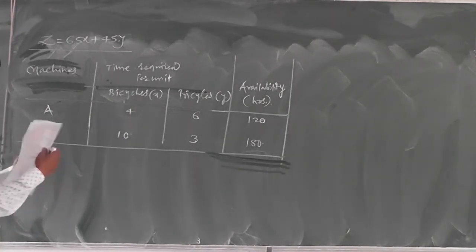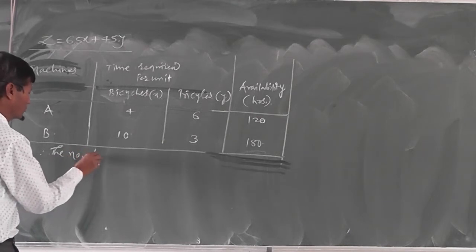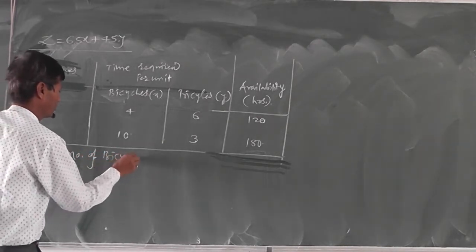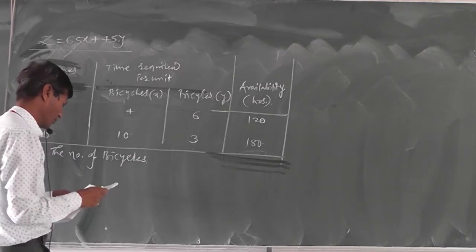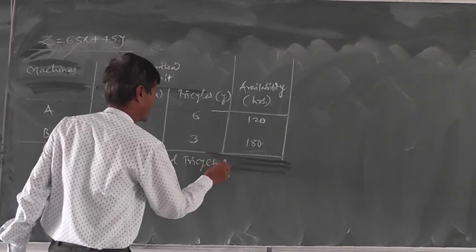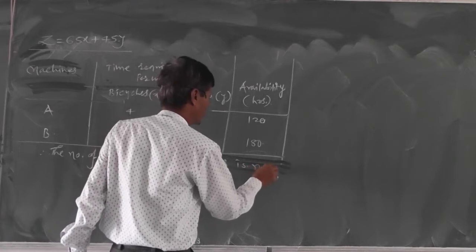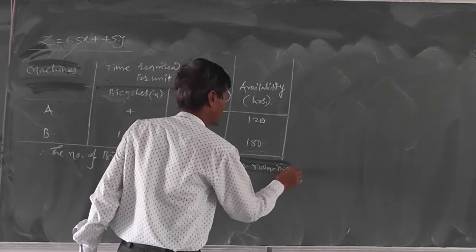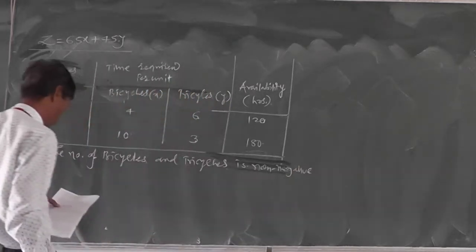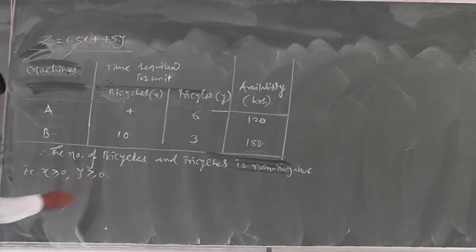Now we can formulate this problem. The number of bicycles and tricycles is non-negative. That is, x is greater than or equal to 0 and y is greater than or equal to 0.